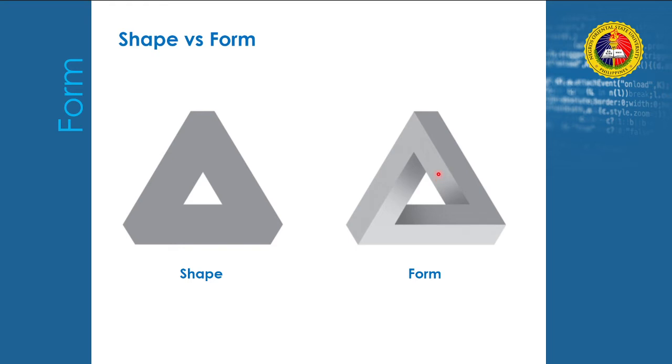Right? Did you get it too? So because of the light and shadow, our mind tells us that this is a 3D object. So therefore, this is a form. So between the shape and form, the shape can only tell us the height and width. The form will tell us the height, width, and the depth. Okay?